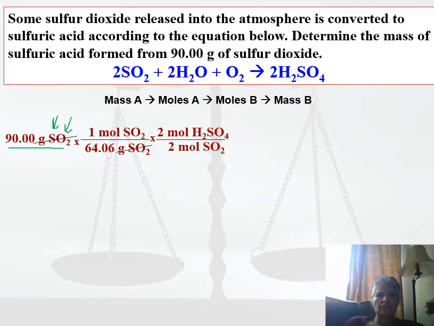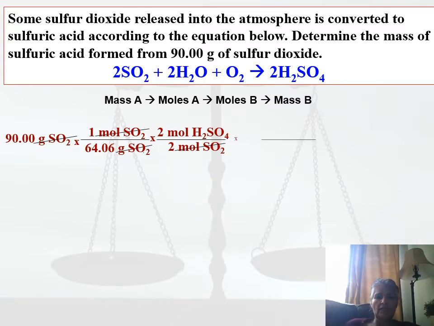And if any of that was confusing, just go ahead and stop the video and rewind as usual. If you're ready to move on, moles of sulfur dioxide cancel out, and we've got one last step left, right? On our last step, we're going to go from moles of B. Remember, B is our sulfuric acid, which we already have here. We've got moles of B, and we're going to go to mass of B.